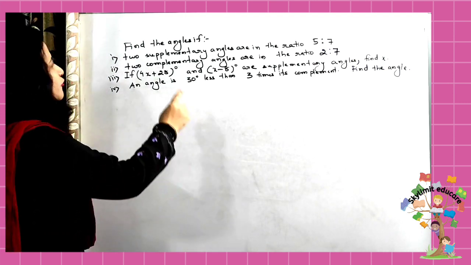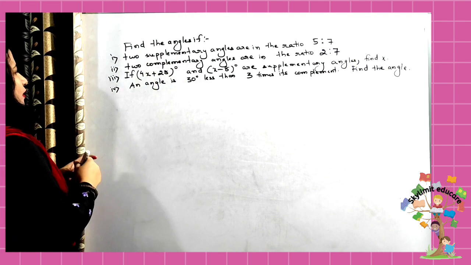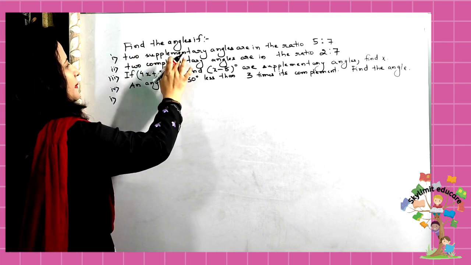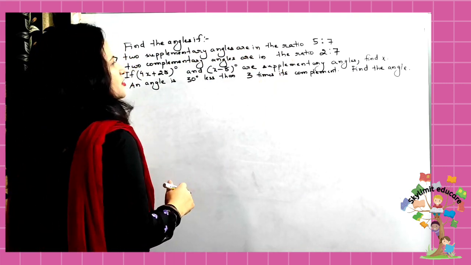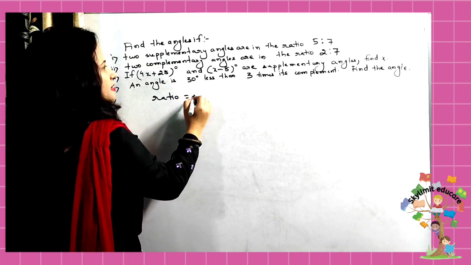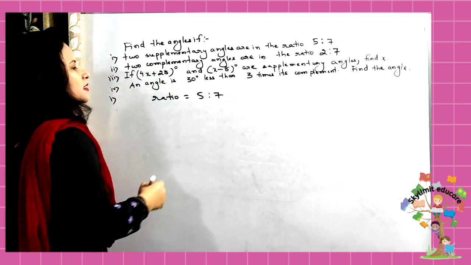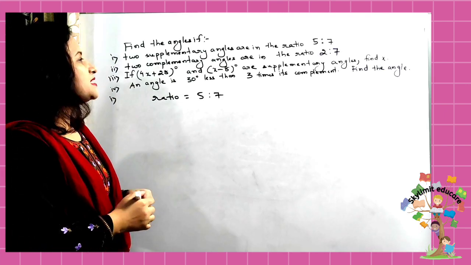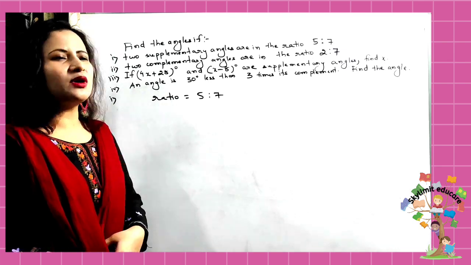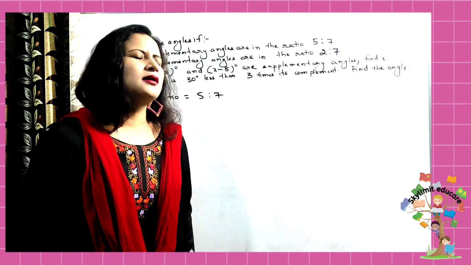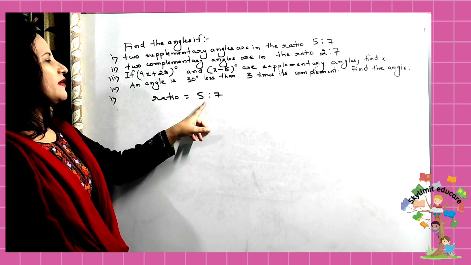Find the angles. The bit number 1 we are going to solve first. Find the angles if two supplementary angles are in the ratio 5:7. So the angles mentioned here are supplementary. That means the sum of the angles should be what? 180 degree. First of all, you should know that. And what is the ratio between the two angles? Ratio is nothing but the simplest form. So the ratio between the two angles is given 5:7.